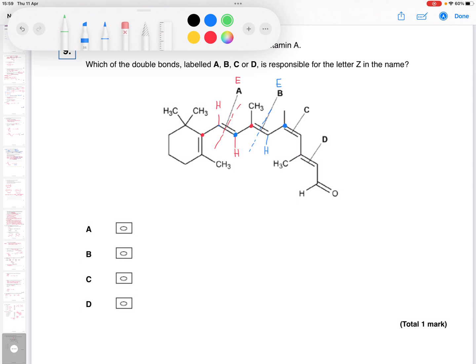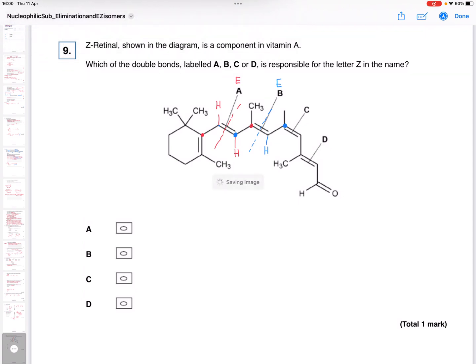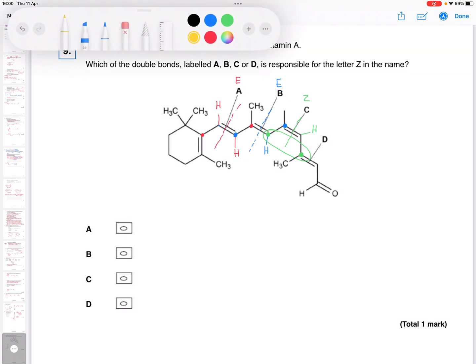Let's have a look at the next one then. Let's have a look at C. So C, we've got a CH3 at the top, and we've got a CH followed by another C. So that one has priority, the green one has priority there. And then at the other side we've got a hydrogen, or we've got a carbon. So now we've got these two are on the same side, so C is Z. And then finally, just to prove that, I'll do this last one in yellow, we've got D.